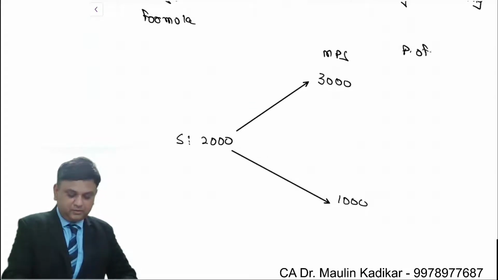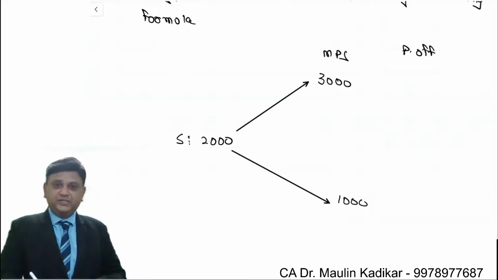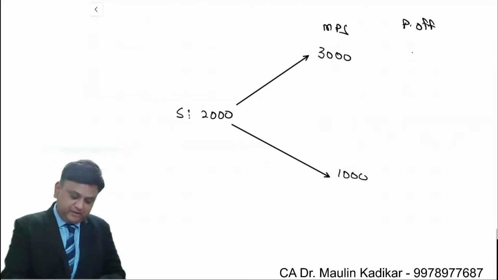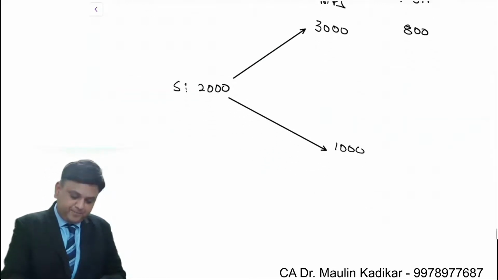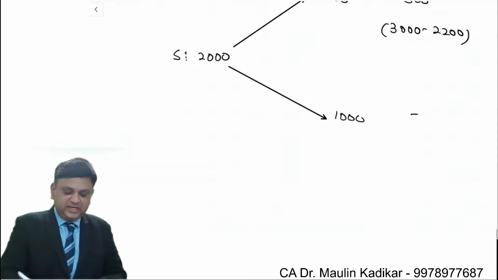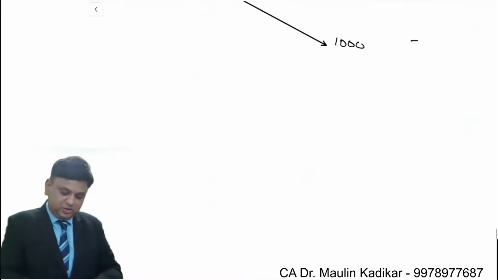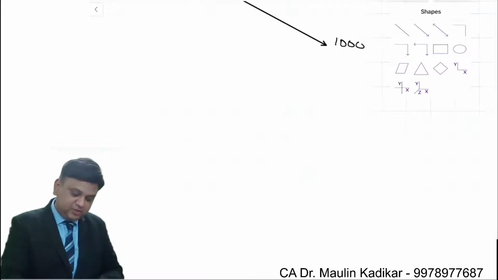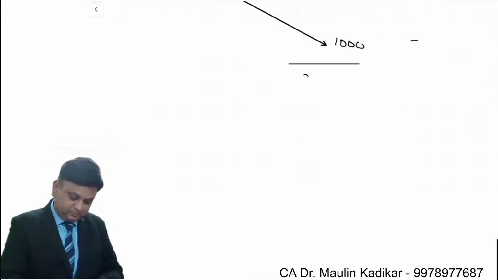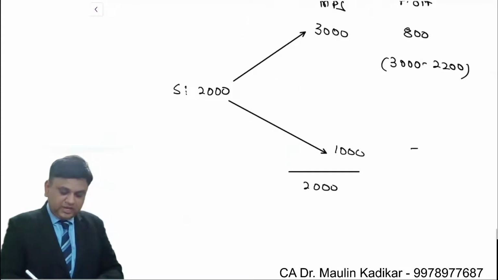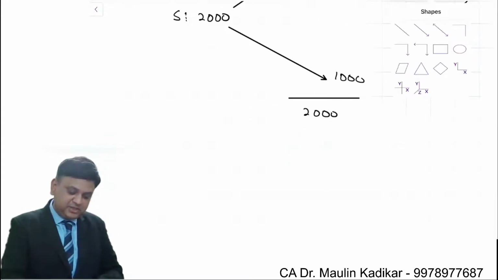Payoff. In the first case, the payoff is 800, that is 3000 minus 2200. In the second case, payoff is 0. Why? Because the option is not worth exercising in the second case. So difference between payoff is 800, and difference between market price of the share is 2000.